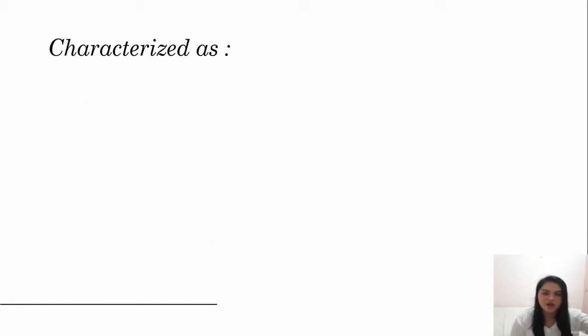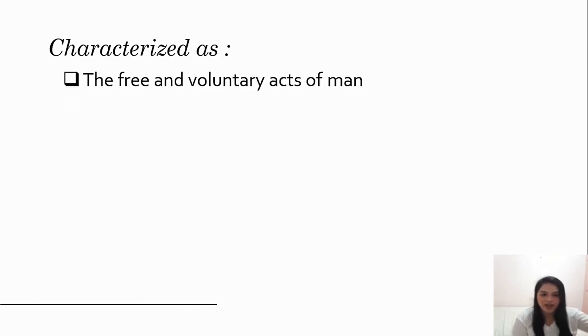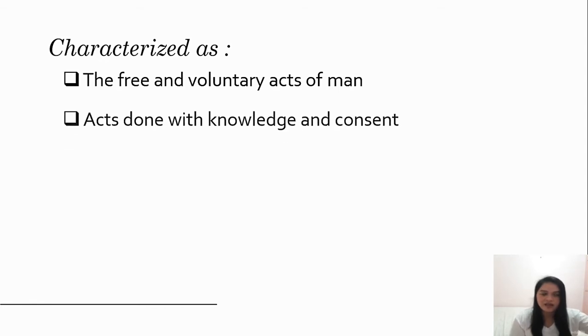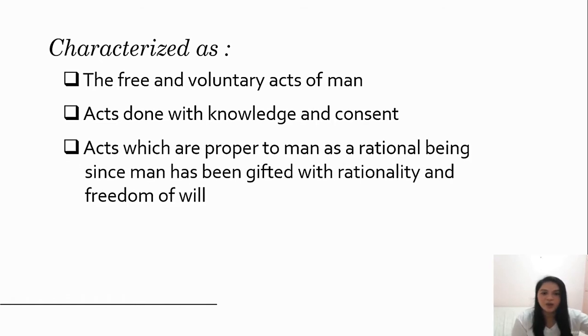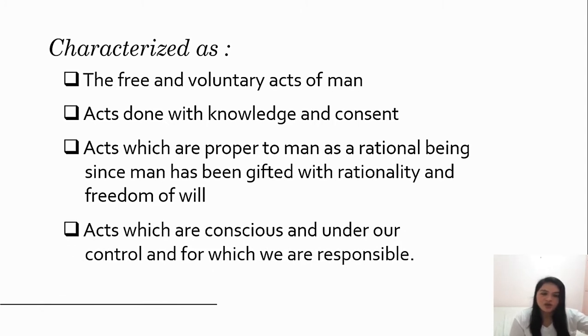So human acts are characterized into four as the free and voluntary acts of man. So it is done voluntarily and with the free will of man. Second, acts done with knowledge and consent. Third, acts which are proper to man as a rational being, since man has been gifted with rationality and freedom of will. And fourth, acts which are conscious and under our control and for which we are responsible. We humans are responsible for these acts.